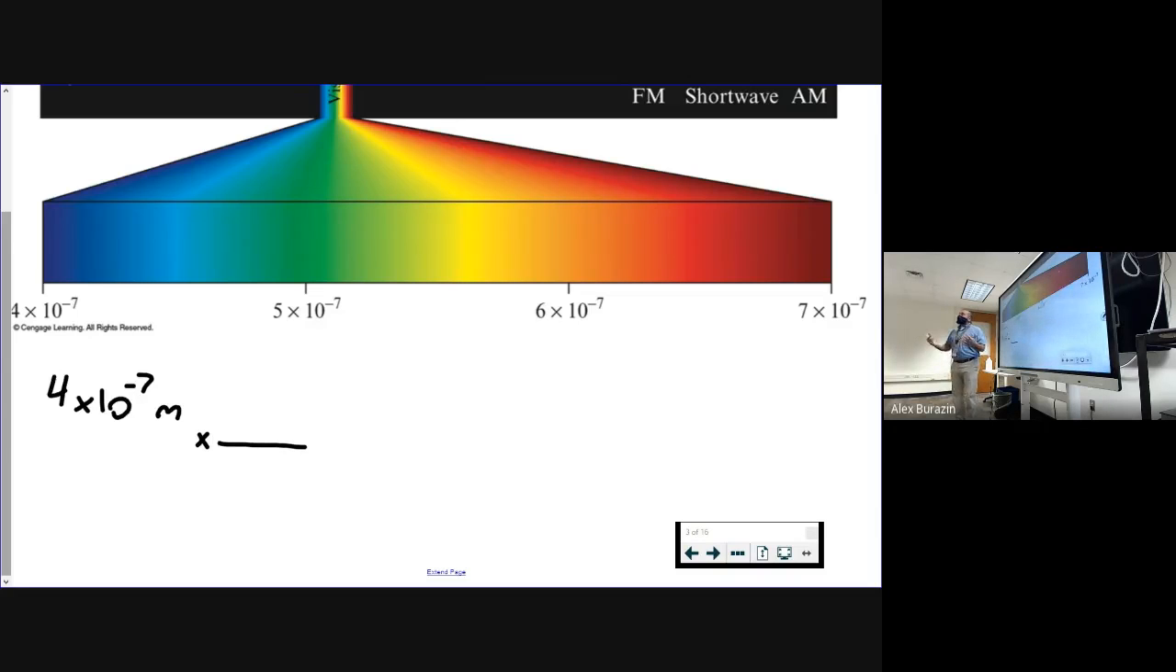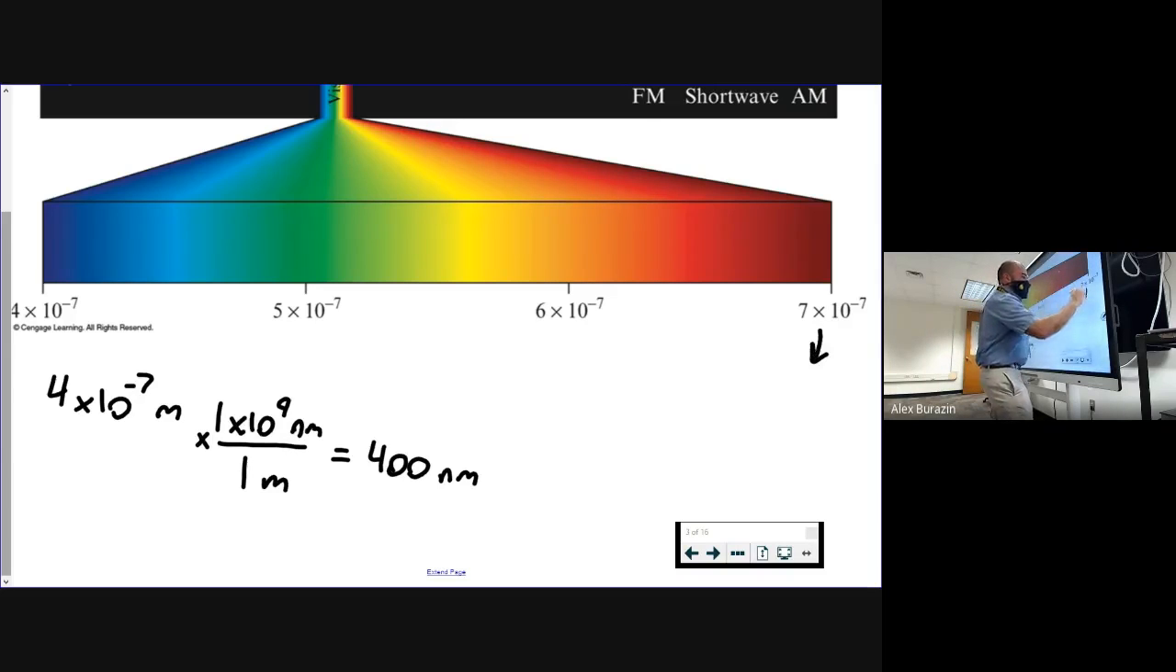Okay? So that means that there are 1 times 10 to the 9th nanometers in 1 meter. 1 billion. So I'm going to convert that. For every 1 meter, I have 1 times 10 to the 9th nanometers. So if I converted this out, it ends up being 400. So 400 nanometers is purple light. Again, when I say nanometers, I'm talking about wavelength. I'll define wavelength next slide. And then the other side would convert into 700.